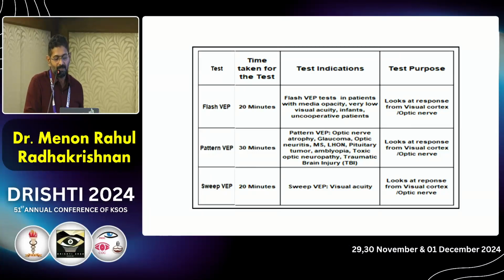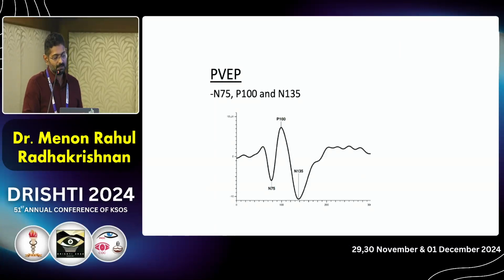The flash VEP is basically done in patients with media opacity, very low visual acuity, infants, and uncooperative patients. And the pattern VEP is basically for optic nerve atrophy, glaucoma, optic neuritis, and so on. Just like the other waves, they have two negative waves and one positive wave. This is the N75, this is the P100, and N135. Basically it is the timing: 75 milliseconds, 100, and this is at 135.